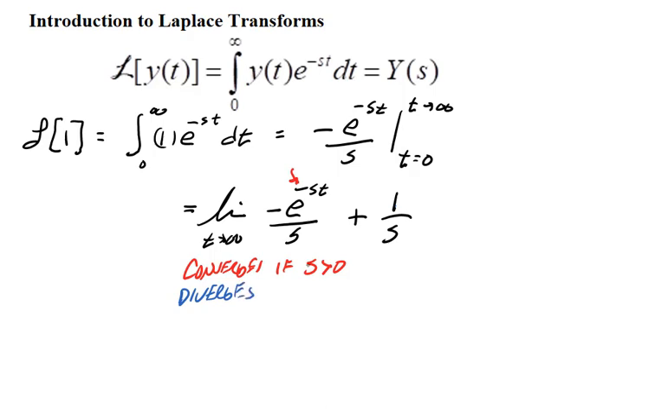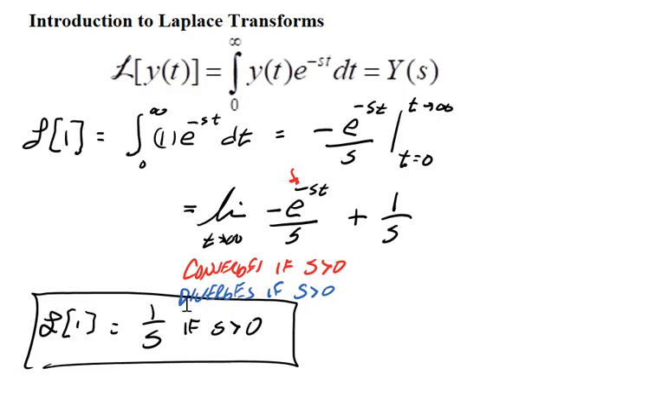Obviously, it's not defined at s equal to 0, so s cannot be equal to 0. But if this was a positive exponent, meaning s is less than 0, then this would go off to infinity and the limit would diverge. So what we found is we have a restriction. The Laplace transform of 1 is actually equal to 1 over s only if s is greater than 0.